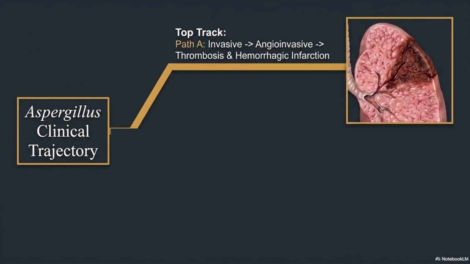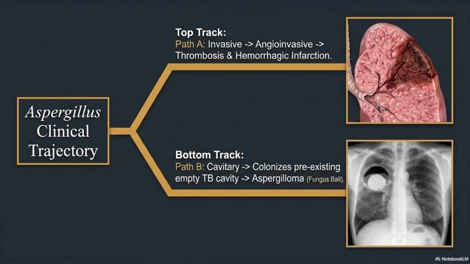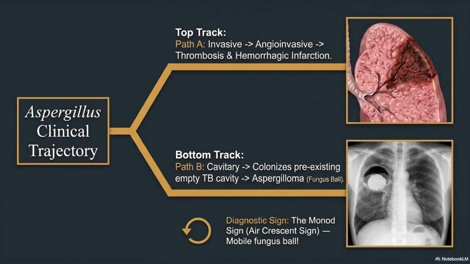Aspergillus generally follows one of the 2 clinical trajectories. Path A on the top track is the invasive route. It becomes angio-invasive, directly leading to thrombosis and severe hemorrhagic infarction of the tissue. Path B on the bottom track is the cavitary route. Here the fungus colonizes a pre-existing empty TB cavity to form an aspergilloma, which is simply a fungus ball. Your key diagnostic finding on imaging is the Monod sign, also known as the air crescent sign, which visually indicates that you have a mobile fungus ball sitting inside that cavity.